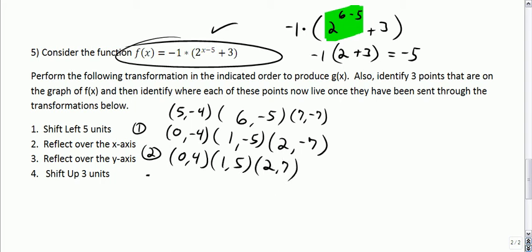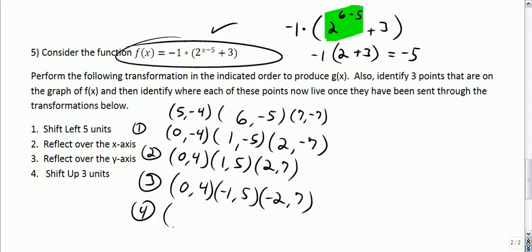Okay. The third step, reflect over the y-axis. It says change the sign on all the x's. So 0 is still 0. 1 becomes negative 1. 2 becomes negative 2. And that fourth step, up 3 units, says I got to take all of the y values and I got to add 3 to them. 0, then 7, negative 1, 8, negative 2, 10.